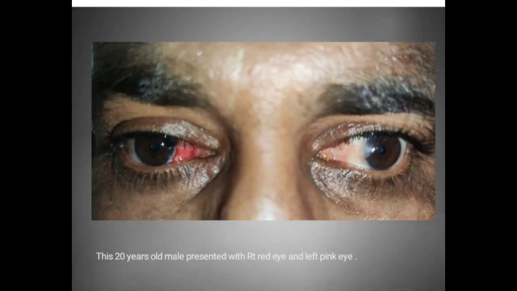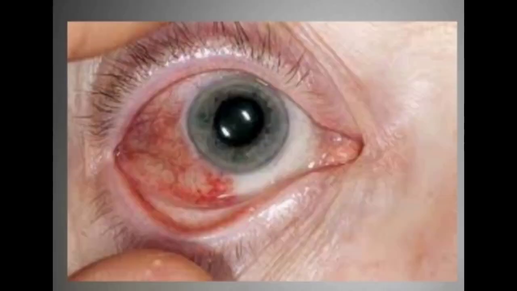And this was an interesting case because in the right eye you will see subconjunctival hemorrhage and in the left eye there is a pterygium. So this patient has a red eye in the right eye and a pink eye in the left eye.